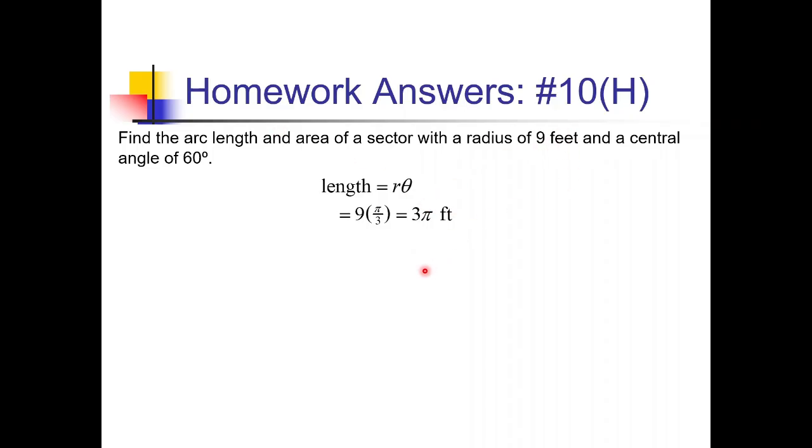Now for sector area, in general, the formula for that is 1/2 theta r squared, or r squared theta, however you want to write it. So this is 1/2 times 9 squared, times again pi over 3 for the angle. And then 9 squared is 81. 81 divided by 3 is 27. And then we have a 2 in the denominator still. So this will be 27 pi over 2, and that'll be square feet.